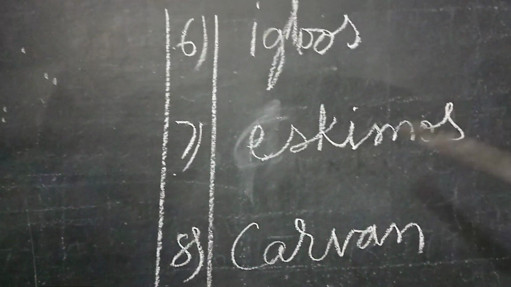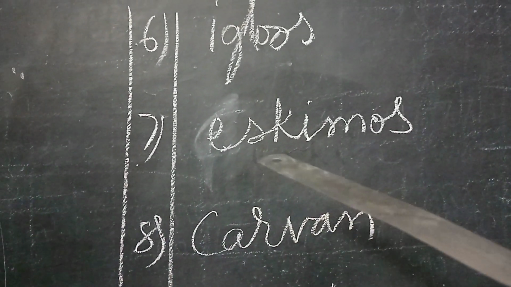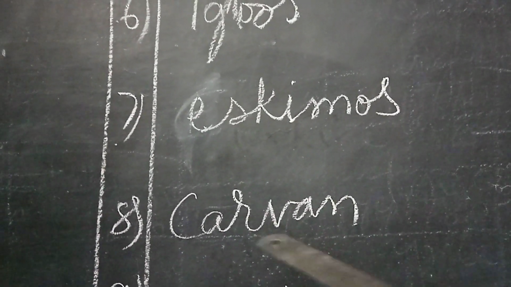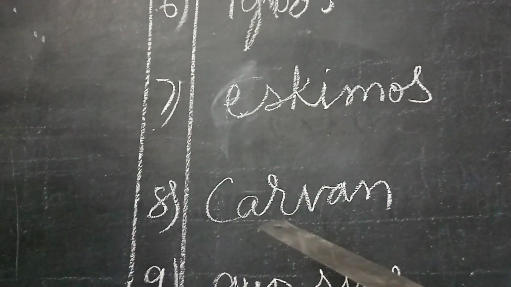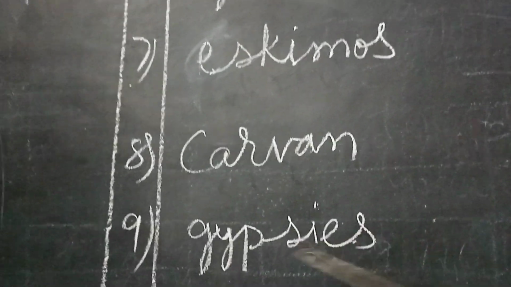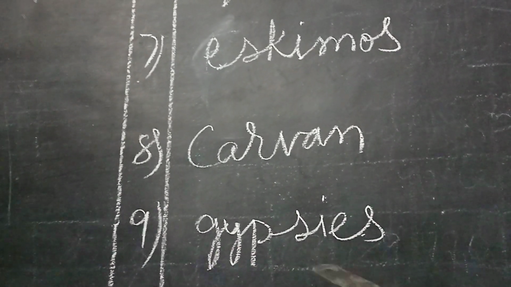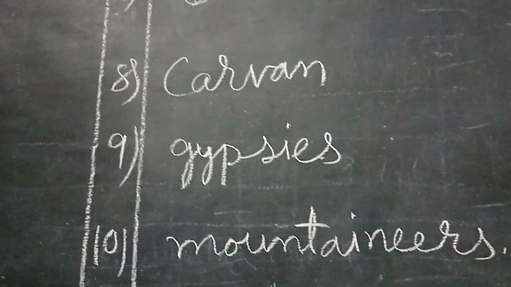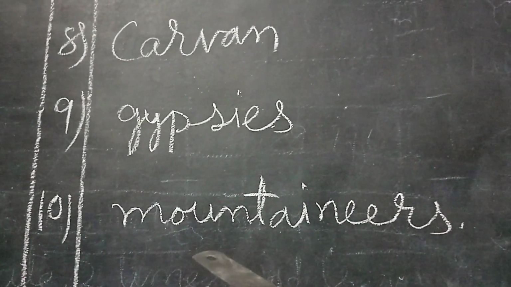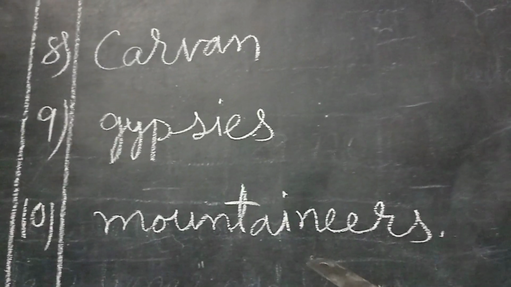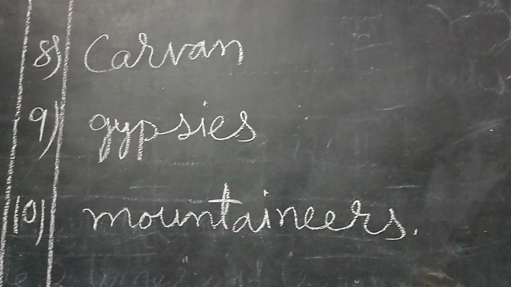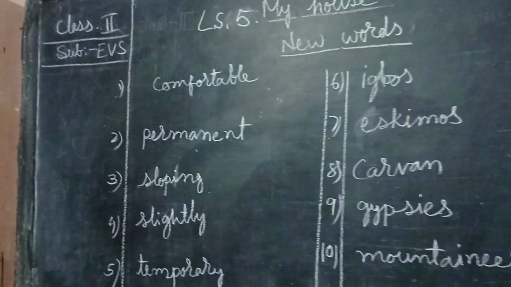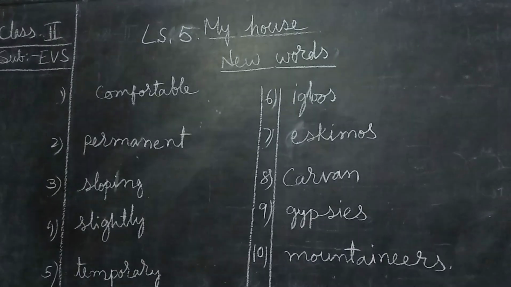Igloos. Eskimos. Caravan. Gypsies. Mountaineers. These are the 10 words I have given you. Please write it in your class workbook. Right?